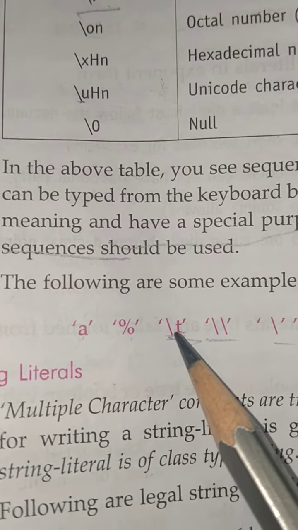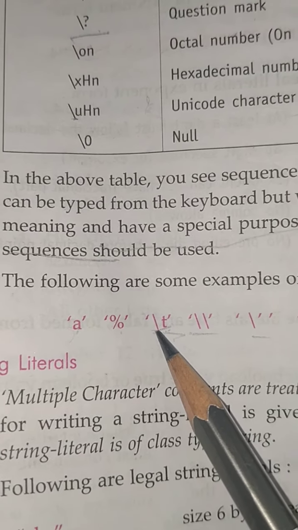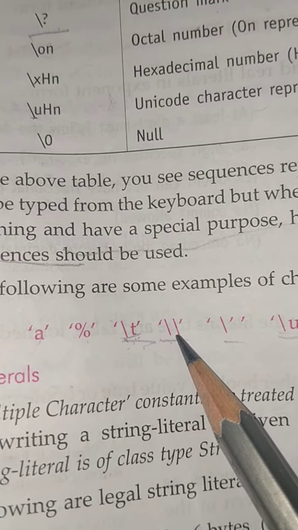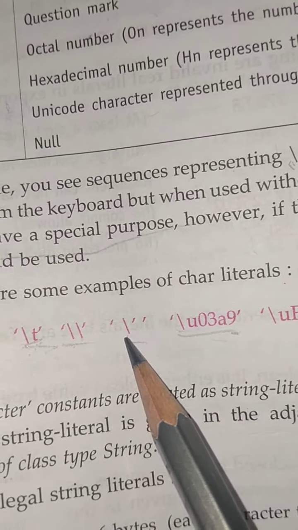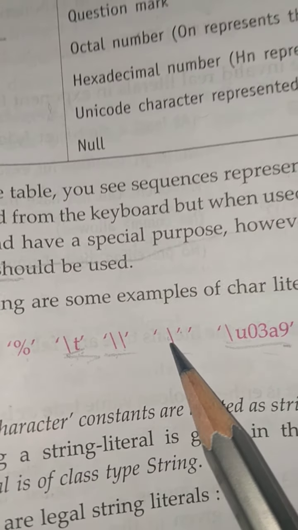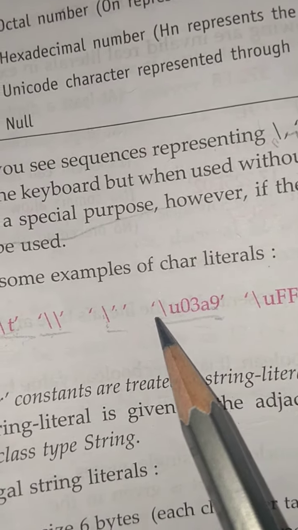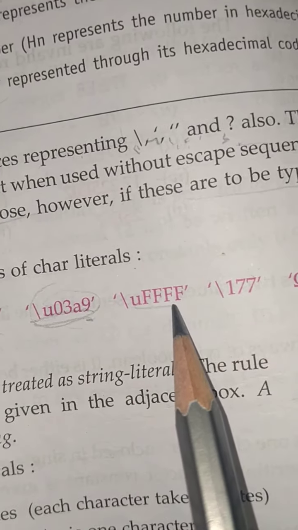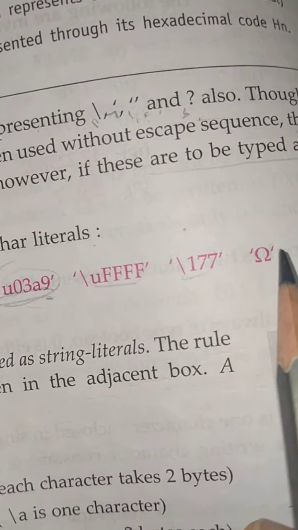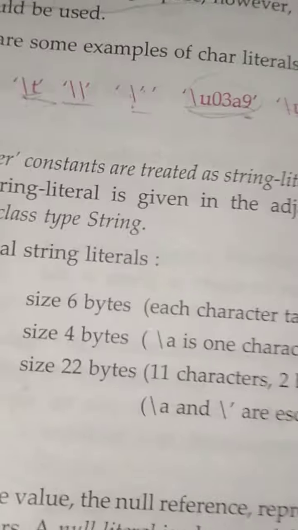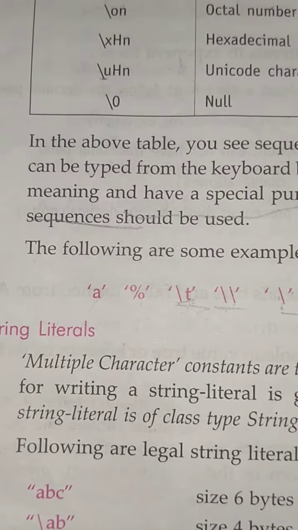That is tab. To represent tab, we are using slash T. So it is a single character. This is also a single character. This is also a single character. To represent a single quote, we use a slash. This is also a single character. This is the Unicode. This is also a single character, and a single character. Next one is string literals.